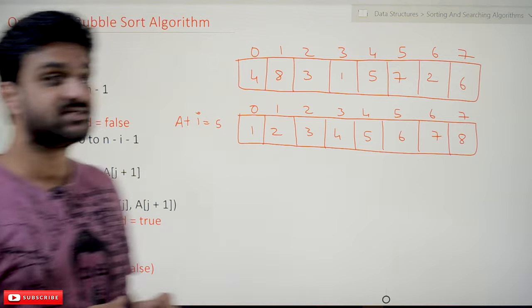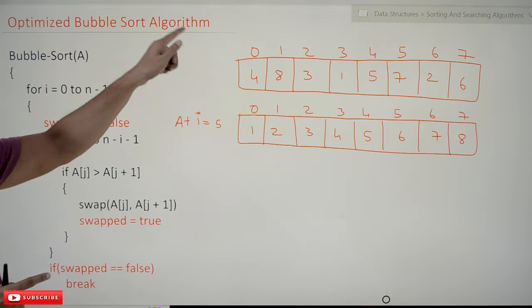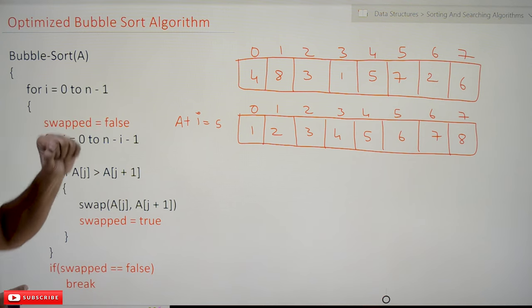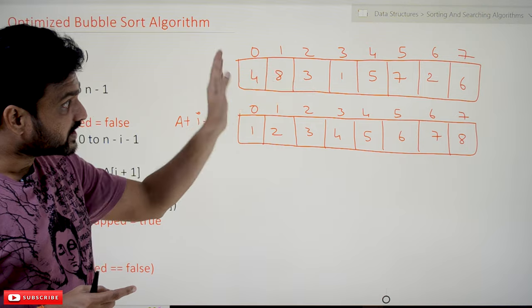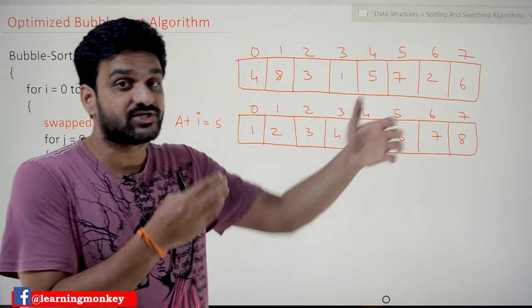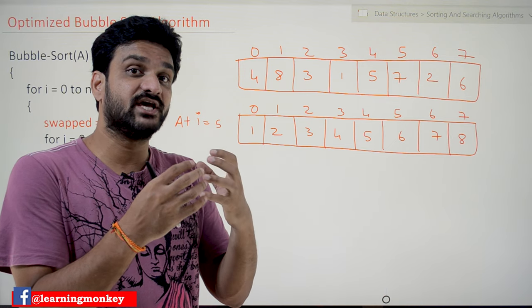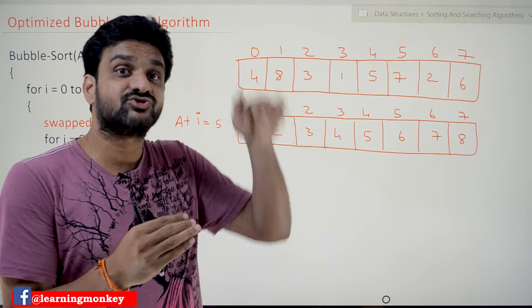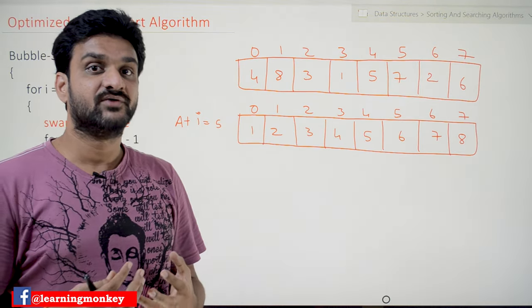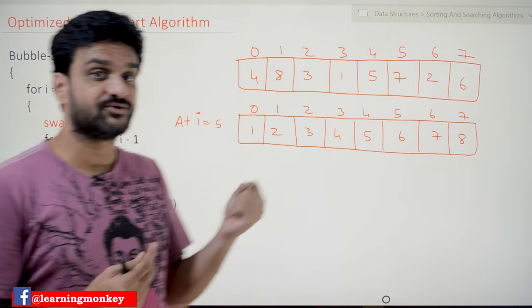Now, coming to this class, let's understand the optimized bubble sort algorithm. So the demerit of the bubble sort algorithm is that even though the elements are getting arranged in the sorted order, some iterations are still made, which is a waste of time, right? We have already discussed this in our previous videos.